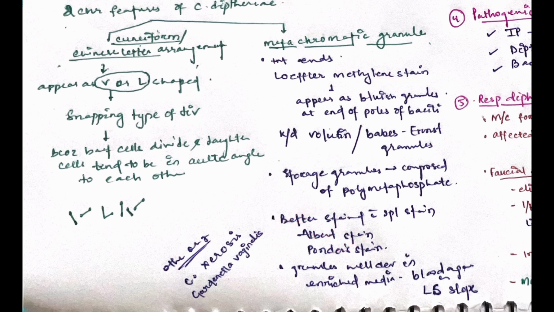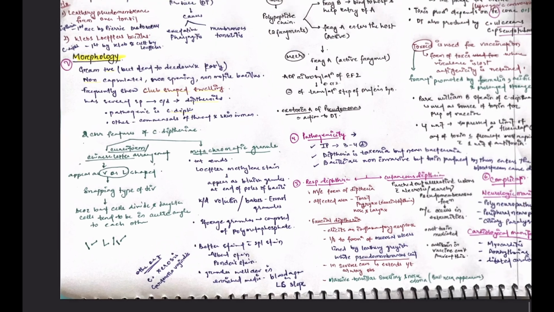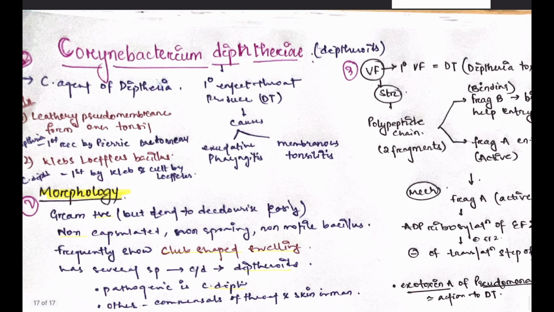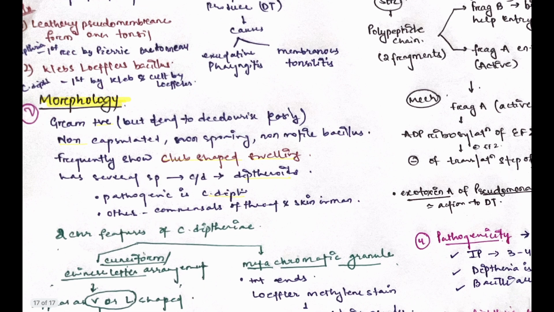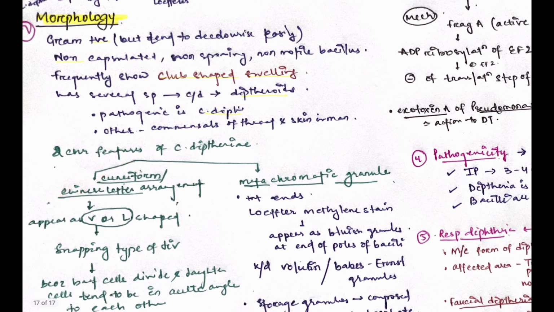Ponder stains. The granules are well developed in enriched media. What are the enriched media we use in this case? That is blood agar and Loeffler's serum slope. These metachromatic granules can also be seen in Corynebacterium xerosis and Gardnerella vaginalis. So we just saw what Corynebacterium diphtheriae is, the disease caused by it, how the name came, what they primarily do, and about the morphology and arrangement.